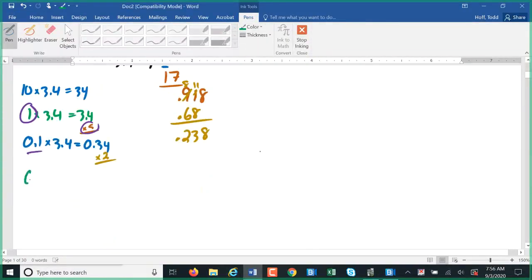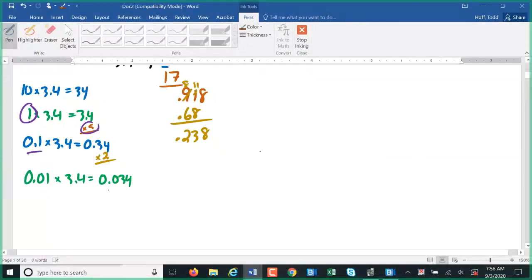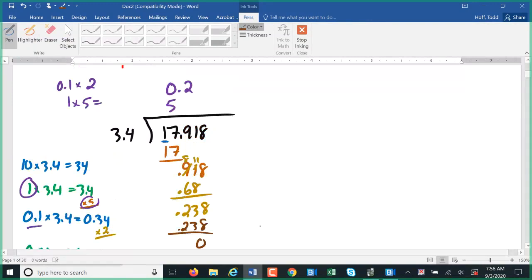So 0.01, the hundredths place, is my next place value. That'll be 0.034. I can take that out. Let's try it 7 times. 8, carry the 2, 2, 3, and there's nothing left over. So that was 0.01 times 7, or 0.07. So the result there is 5.27.